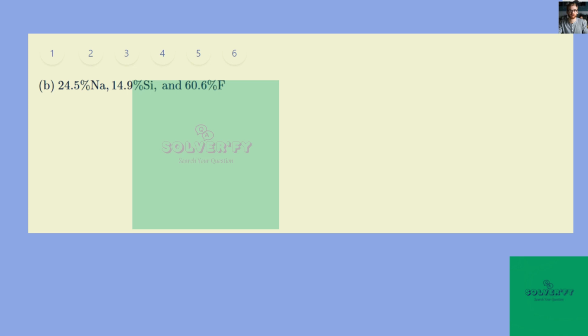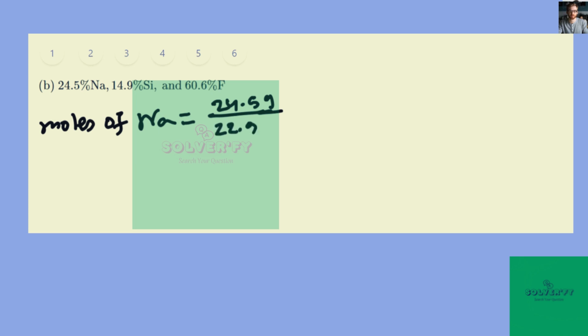So again, we'll consider each percentage as gram, and then we'll calculate the number of moles for each element. So for sodium, it will be 24.5 gram over sodium's molar mass, which is 22.99 gram per mole, which gives us a value of 1.06 mole.